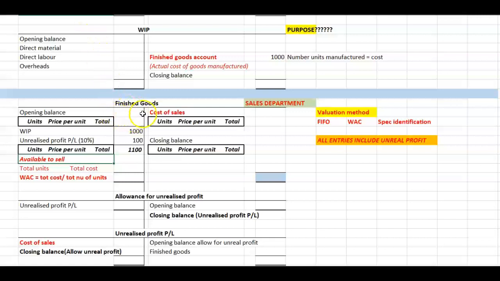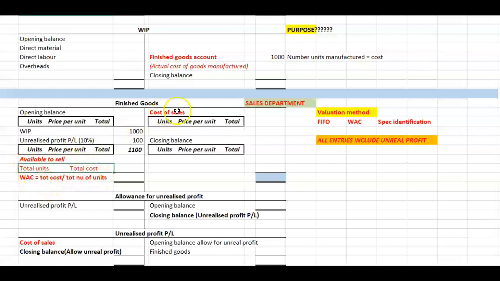That will be the value of my opening inventory plus the 1,100. Those two together will be part of my total cost. It will be my opening inventory plus 1,100, which would be my total cost. What is my weighted average cost per unit? It's my total cost divided by my total units, and that is my weighted average cost per unit.